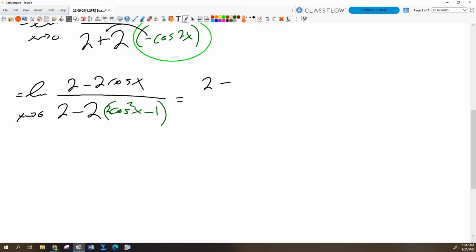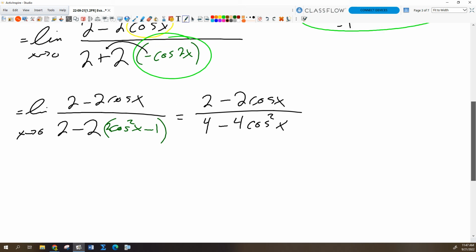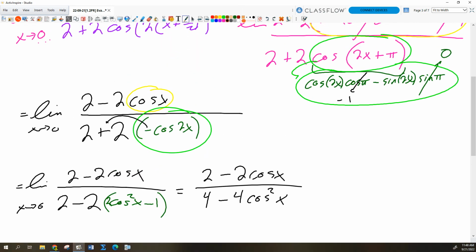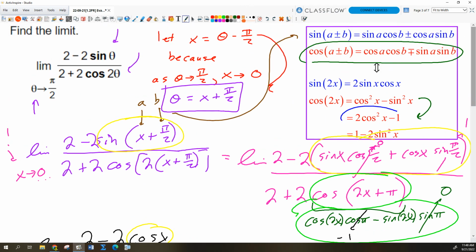So 2 minus 2 cosine x over. Now, what am I going to get on the bottom if I distribute that negative 2 and combine like terms? I'm going to get 2 minus 4 cosine squared x plus 2, right? Everybody agree? Isn't that the same thing as 4 minus 4 cosine squared x? Because that's my identity, right? Because I'm saying cosine of 2x. That blue part is the same as that blue part then, right?